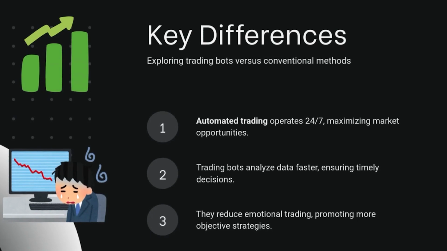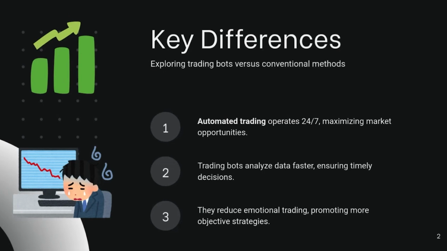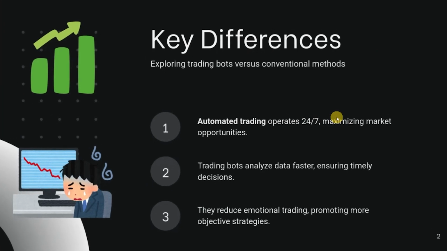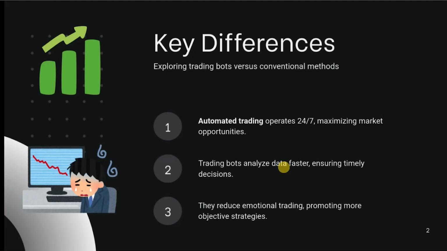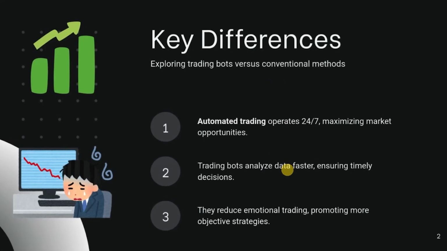Now, some of the advantages to automated trading are that automated trading functions 24/7. You don't have to be at the charts on your computer all the time. You can walk away and the bot is going to be leveraging as long as it's connected up, and it's going to work 24/7. The next thing is that trading bots analyze data faster.